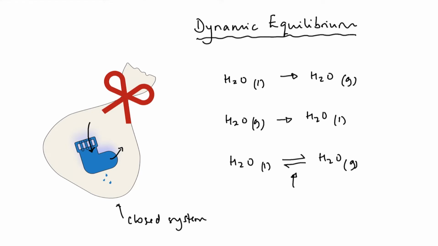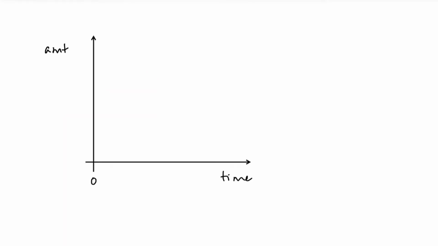The rate of the forward reaction, evaporation, is the same as the rate of the back reaction, condensation. But the reactions continue to happen on a molecular level. We can't see these little water molecules evaporating and condensing, but they continue to do so. Hence, it's an equilibrium and it's dynamic, it's continually moving. We can illustrate this graphically.